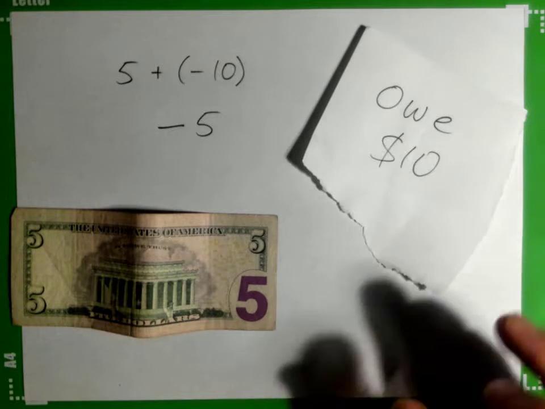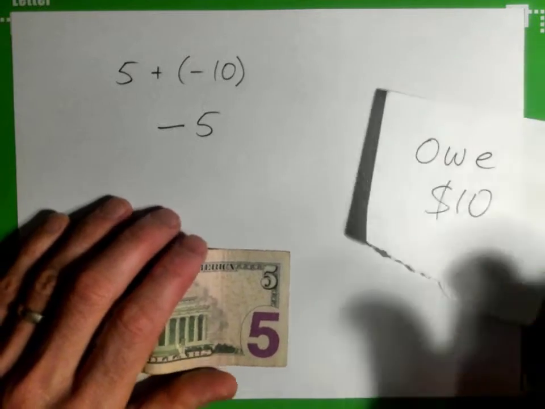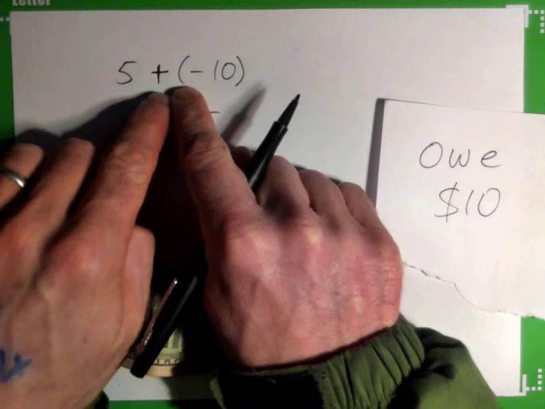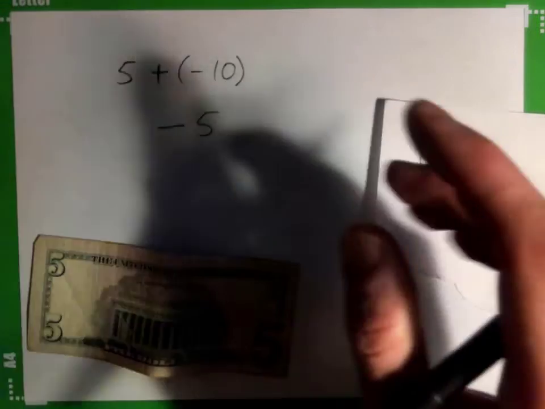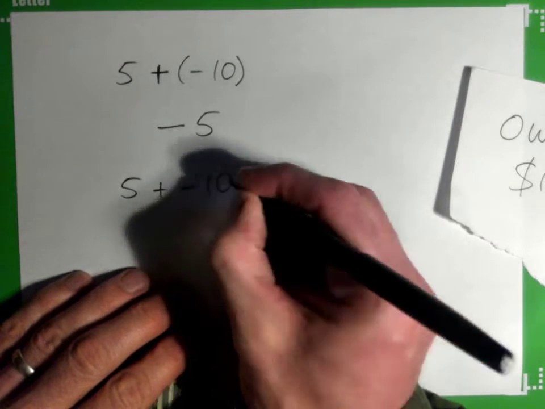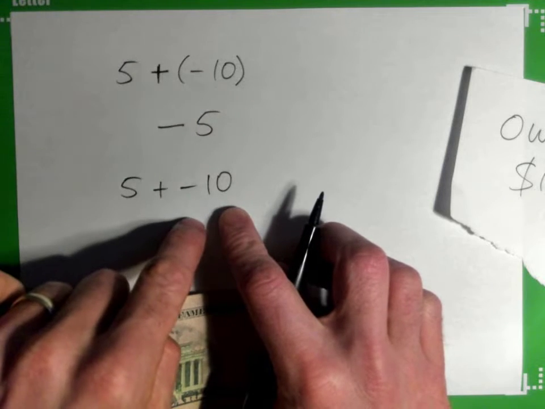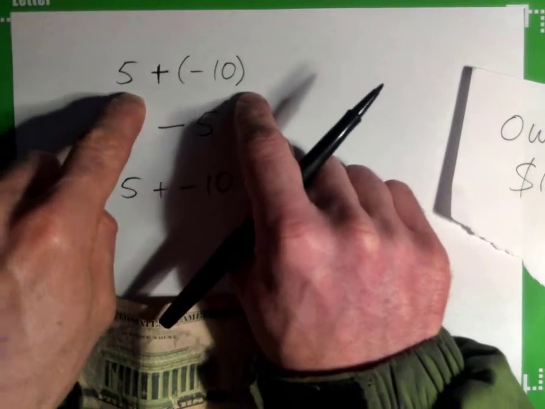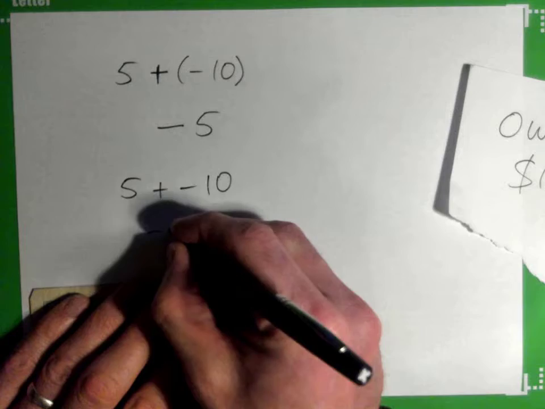We're adding. So in this case, the parenthesis is just to separate the plus and the minus. We could have written this 5 plus negative 10, and that would be fine. This parenthesis is actually not even needed, right? It's just there to make it look neat. So 5 plus negative 10 is negative 5, right?